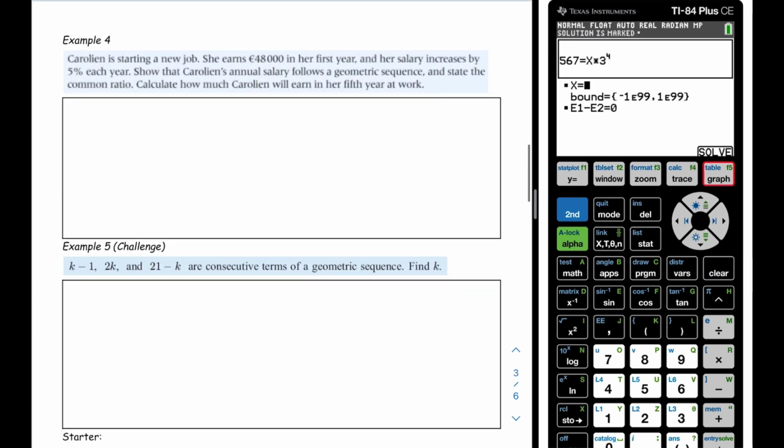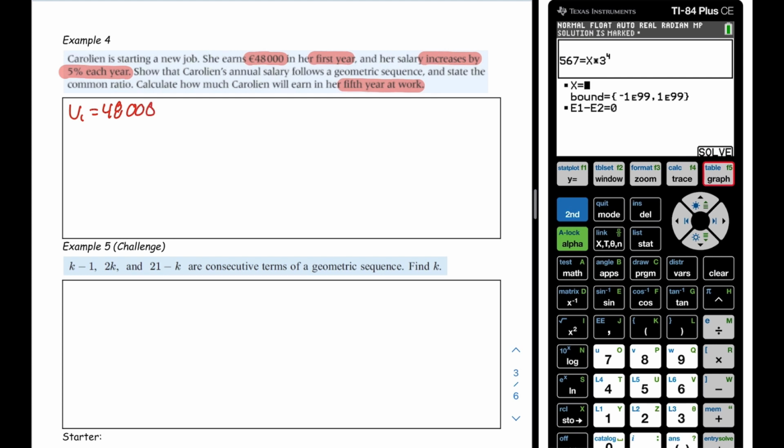This time we're going to do a word problem. So Caroline is starting a new job. She earns $48,000 in her first year, and her salary increases by 5% each year. Show that Caroline's annual salary follows a geometric sequence and state the common ratio. Calculate how much she's going to earn in her 5th year. Okay, lots of things we need to do here. So if in her first year she's getting 48,000, that means that our first term is going to be 48,000.